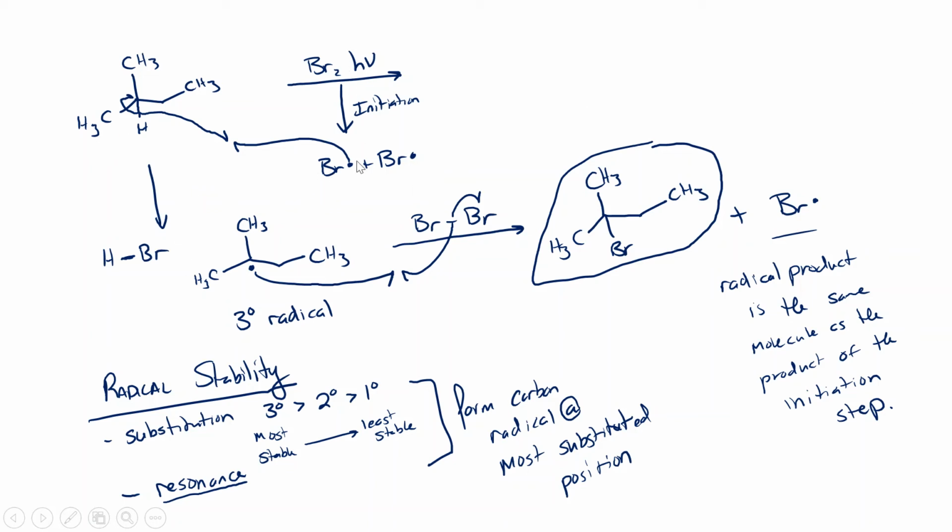And so basically, once we do this initiation step once, we don't need to do it again, because this bromine radical goes in to react with the organic molecule, and the end result is that we get another bromine radical out the other end. And so this bromine radical can then go find another equivalent of the organic molecule and start the whole process over. Right? This is called, of course, a chain reaction.